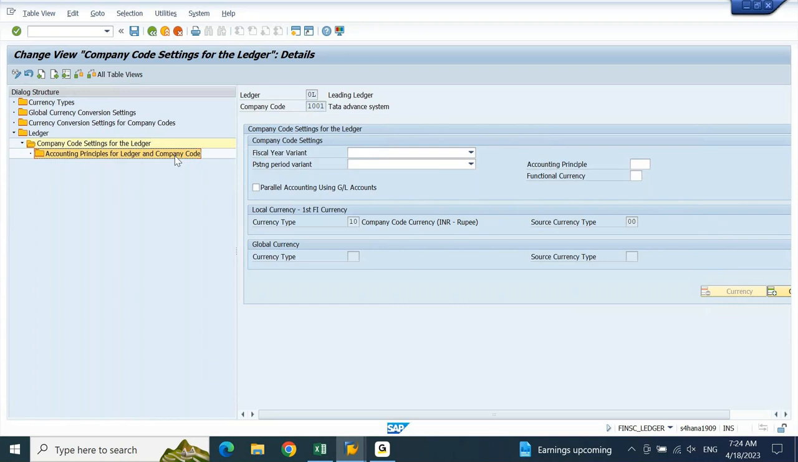In this screen, suppose I am assigning IFRS, and in the second screen, accounting principle for ledger and company code, I am assigning ICA. How is it going to be? You're not going to use IFRS and ICA here. You are going to use another accounting principle apart from IFRS and Indian Companies Act, and then one more accounting principle. That's only a dummy accounting principle. Is it mandatory? Accounting principles, yes. You will be assigning it here.